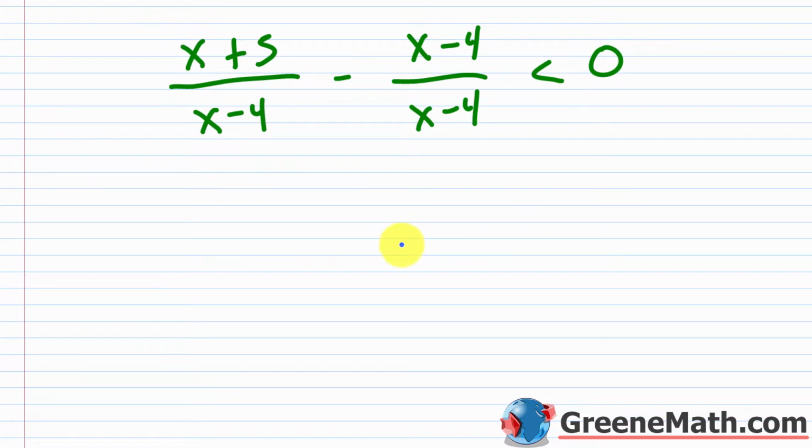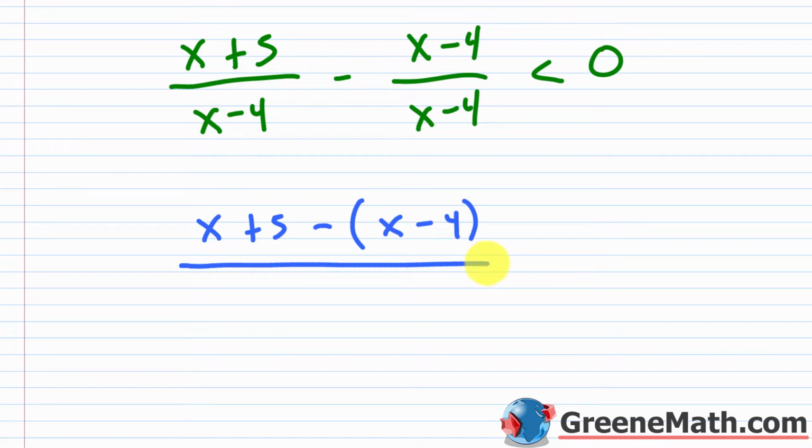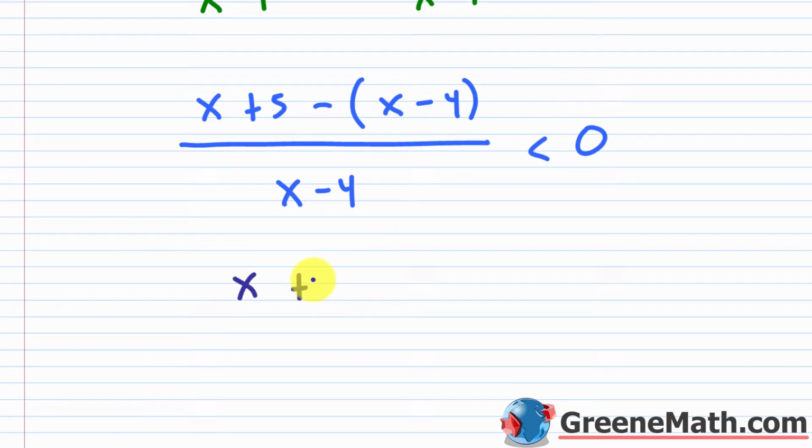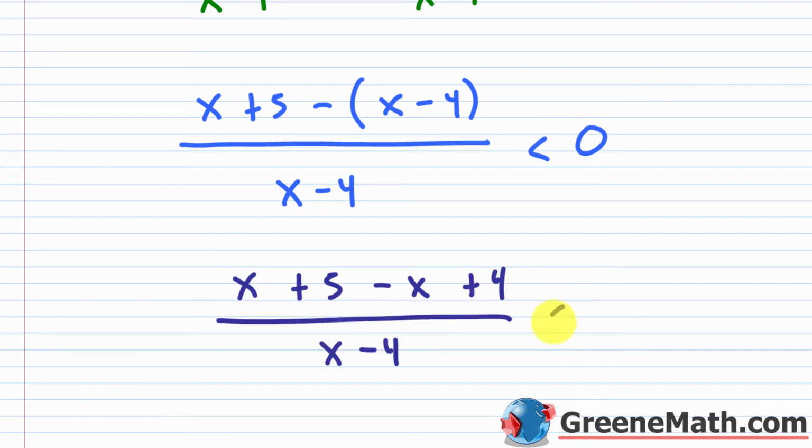Now you do need to be a bit careful here. You are subtracting this whole thing away. So when you set this up, go x plus 5, and then minus, I'm going to wrap this in parentheses, this x minus 4 here, because again, the x is being subtracted away, and so is the negative 4. So that's very important. Then this is over your common denominator of x minus 4. And again, this is less than 0. We're going to have x plus 5, and then this negative is going to get distributed to each. So this is minus x, and then this is plus 4. And again, this is over this x minus 4, and this is less than 0.